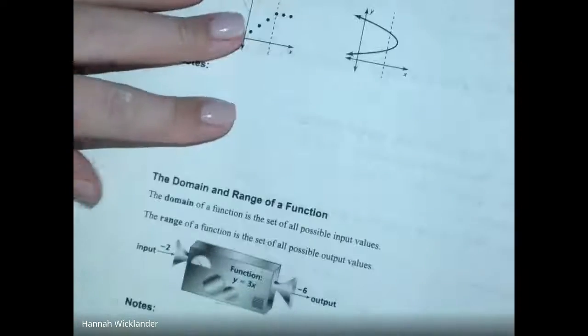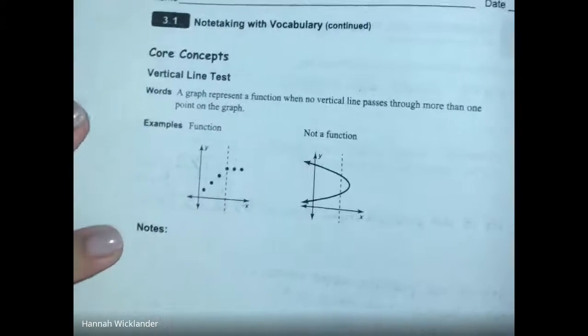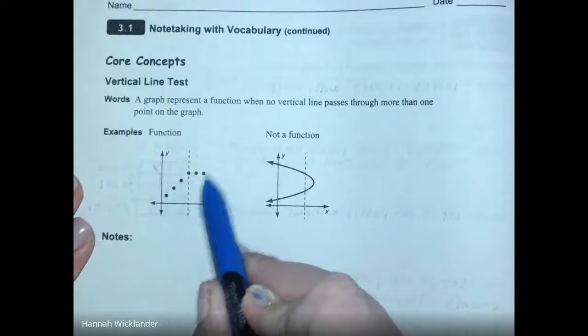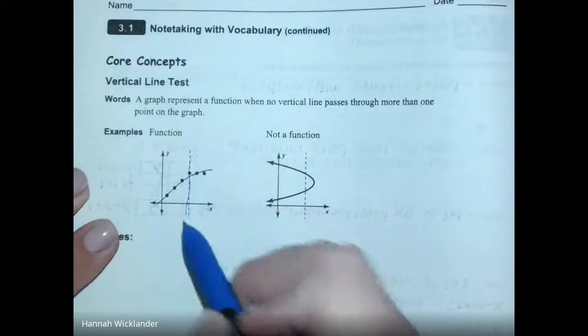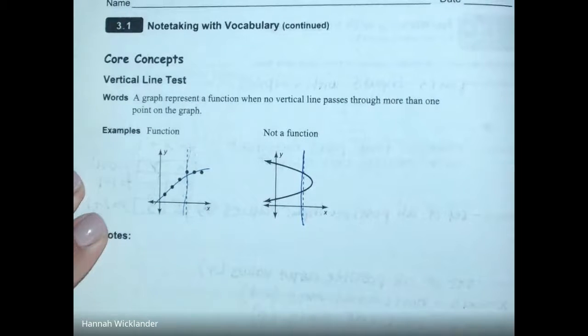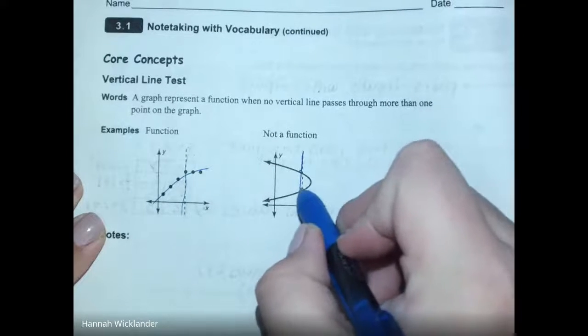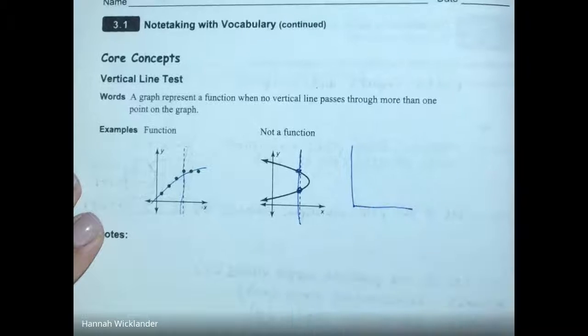Okay, so once again, we have the vertical line test, which we already talked about. So this one is a function because it's a straight line and the vertical line only goes through 1 point. This one, though, is not a function because the vertical line goes through 2 points, up here and right here. So I'm going to draw one and you guys are going to put in the chat if it's a function or not.